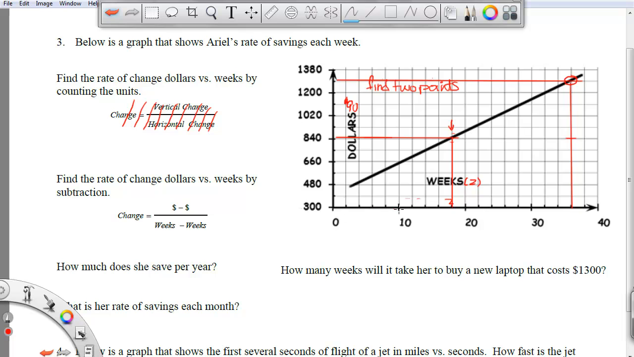So we count at 10. We've got 10. There's 1, 2, 3, 4. So that has to be 18 weeks. So our first ordered pair is 18 weeks, and let me write it down here, 18 weeks, and it looks like $840.